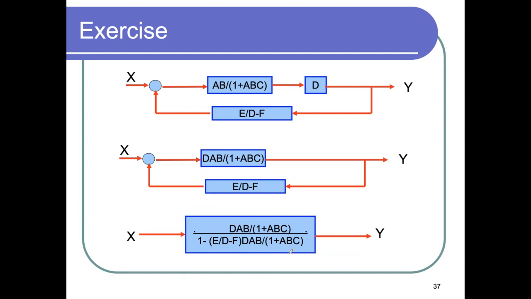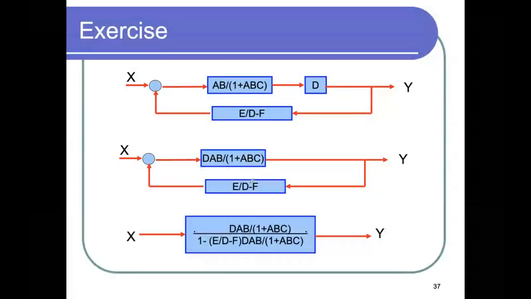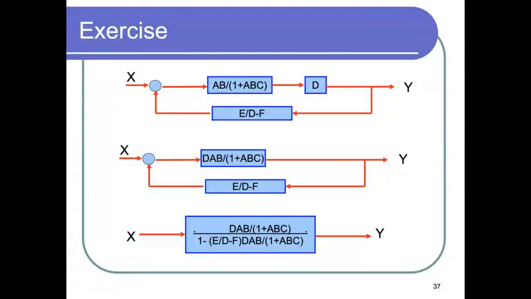Okay, first I have an answer. It is AB over 1 plus ABC multiplied by D. It's hard for me to verify this, but we will walk through the example, so you can verify your answer, and if there is something that doesn't match, let us know so that we can discuss what went wrong.